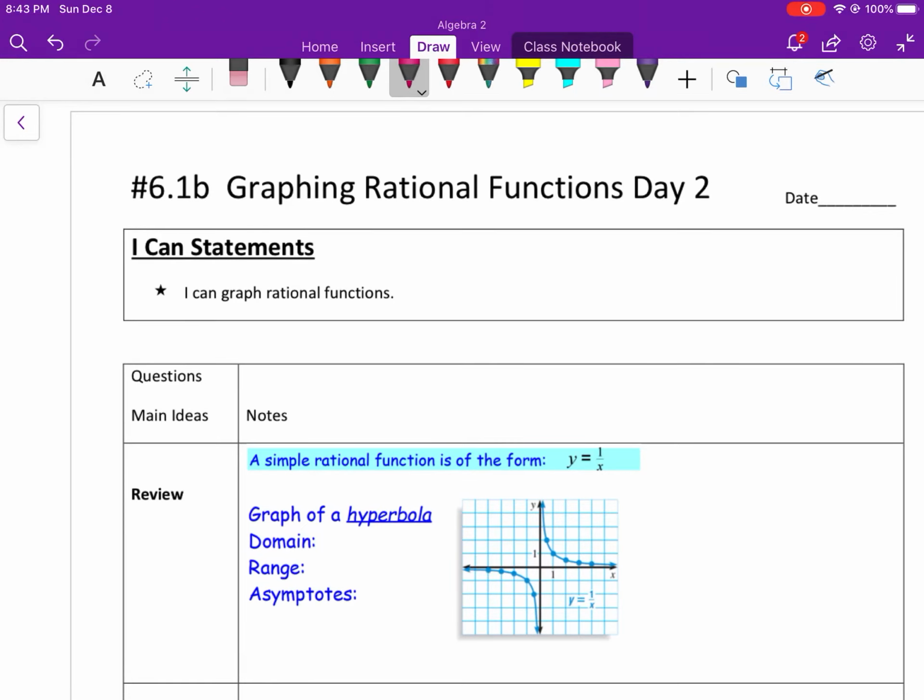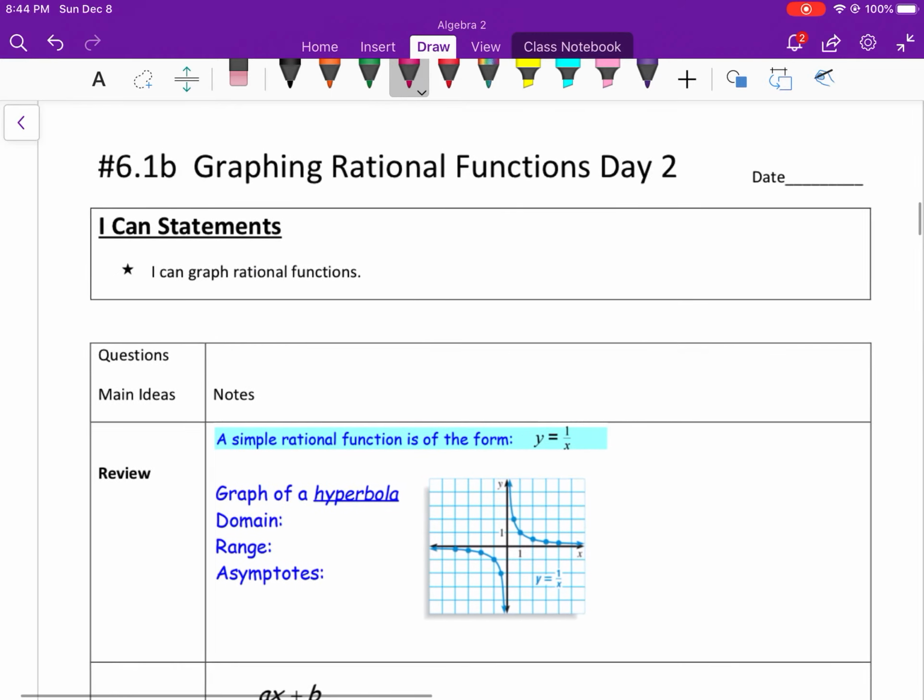Hey class, this video is on 6.1b, Graphing Rational Functions, Day 2. Now hopefully this doesn't confuse you, because I'm not going to use the parent function this time. I graphed the simple rational functions with the parent function, and these ones are a little bit more complicated and I don't use the parent function. So hopefully it doesn't confuse you, but hang in there.